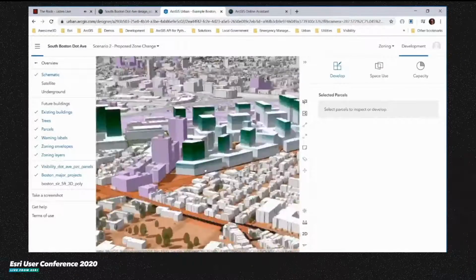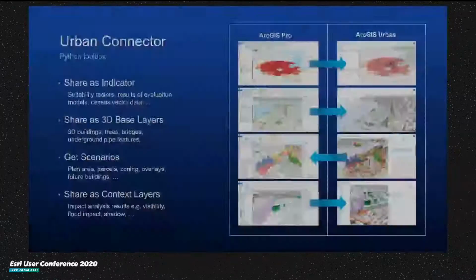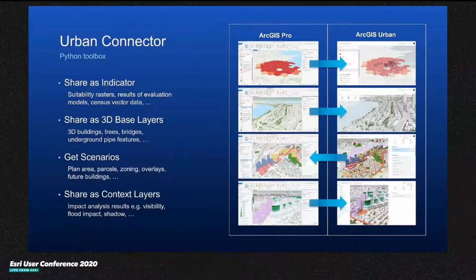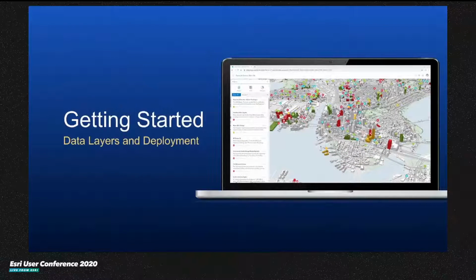So this is a capability that will be coming with the release of the API, and the connector will be a developer sample that we make available. And with that, I'll turn it back to Brooks to talk about how to get started with ArcGIS Urban. Thanks, Eric. Now I'd like to shift and talk a little bit more about how to get started and about some of the key data layers behind the deployment of ArcGIS Urban.